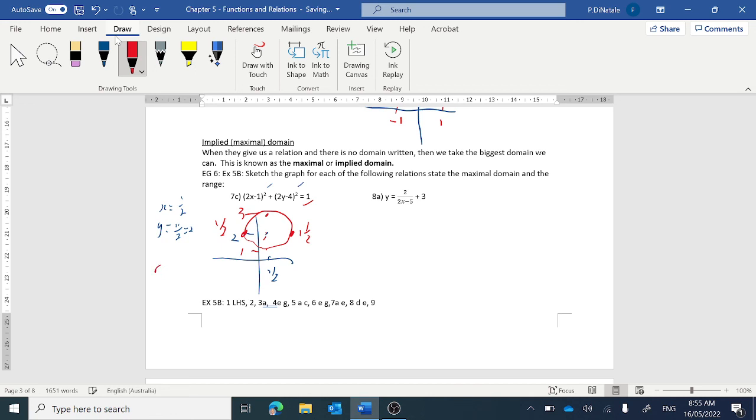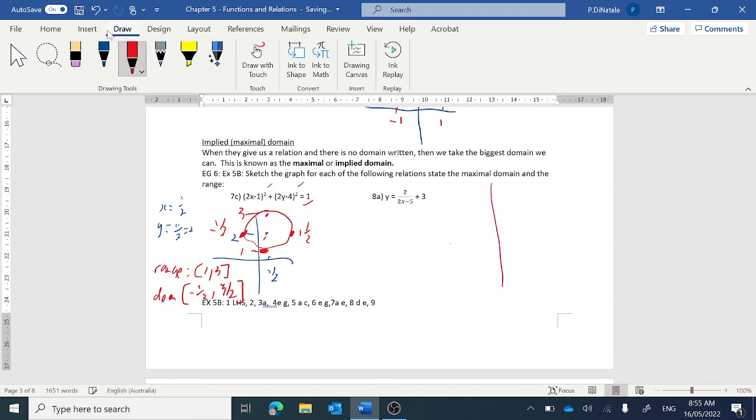So the range here is going to be from 1 to 3, inclusive, and the domain is going to be from negative a half to 1.5, 3 on 2, inclusive.